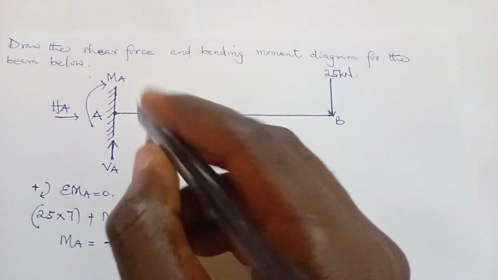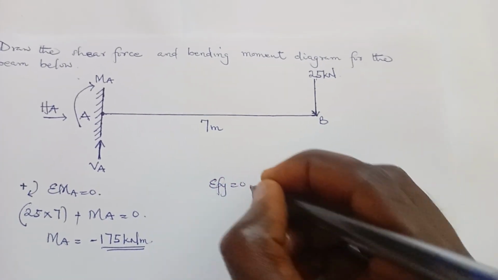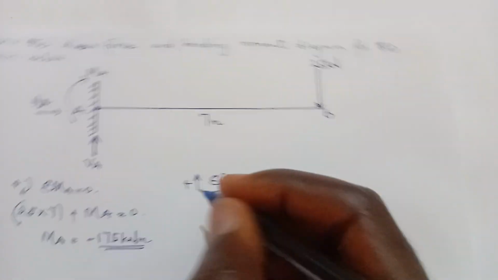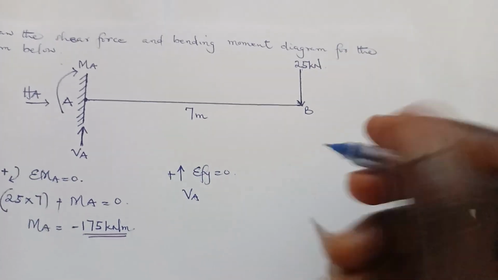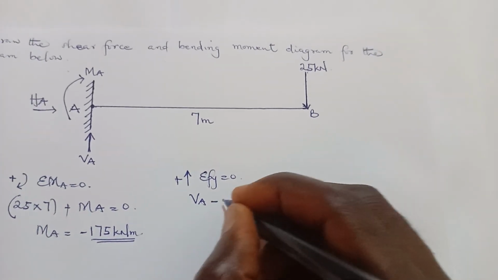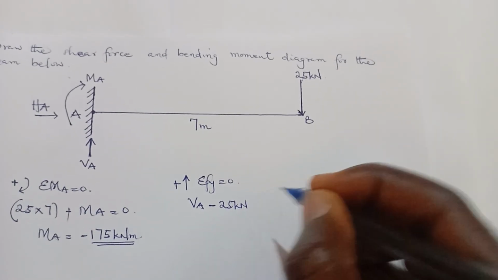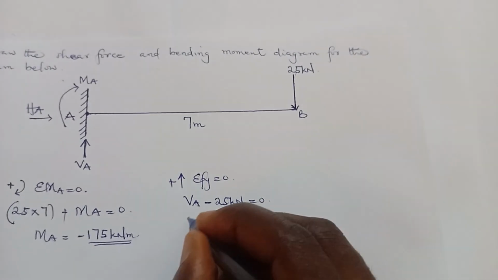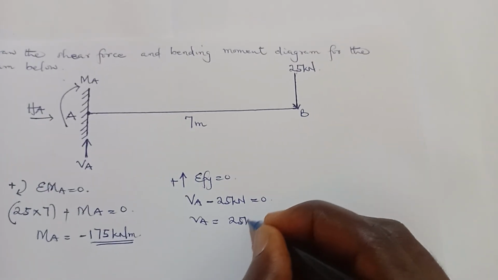Now let's find VA. To find VA, we sum vertical forces and equate it to 0. Let's take upward forces to be positive. VA is moving up, so it's to be positive VA. 25 kilonewton is coming down, so it will be minus 25 kilonewton. These are the only vertical forces, and we equate it to 0. So VA will give us 25 kilonewton.